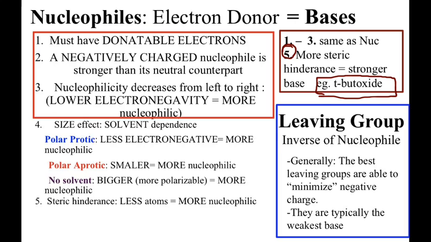When it comes to leaving group, it's ultimately the inverse of the nucleophile. We're looking at something that can stabilize or minimize the electrons that it's taking, so that lone pair. They are typically extremely weak bases, which is why these reactions showed up with alkyl halides, because halides are terrible bases.